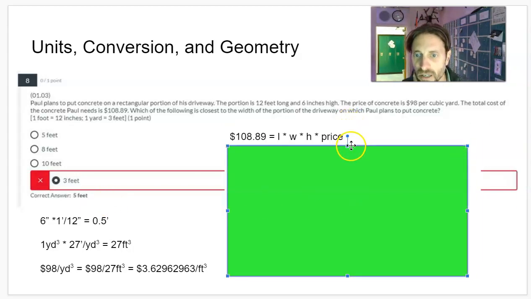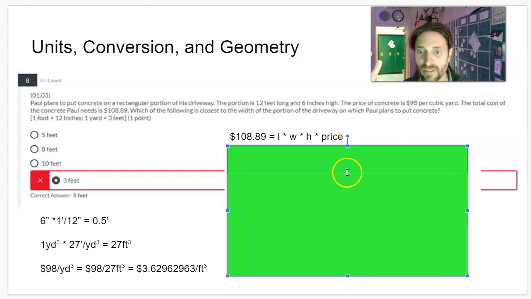The first part is to set up your equation. 108.89 is the total dollars. Well, that's equal to the length times the width times the height times the price. Right? Because that is how we do volume in geometry. It's 3 dimensions. Notice the price is in cubic yards. That is a 3-dimensional unit.